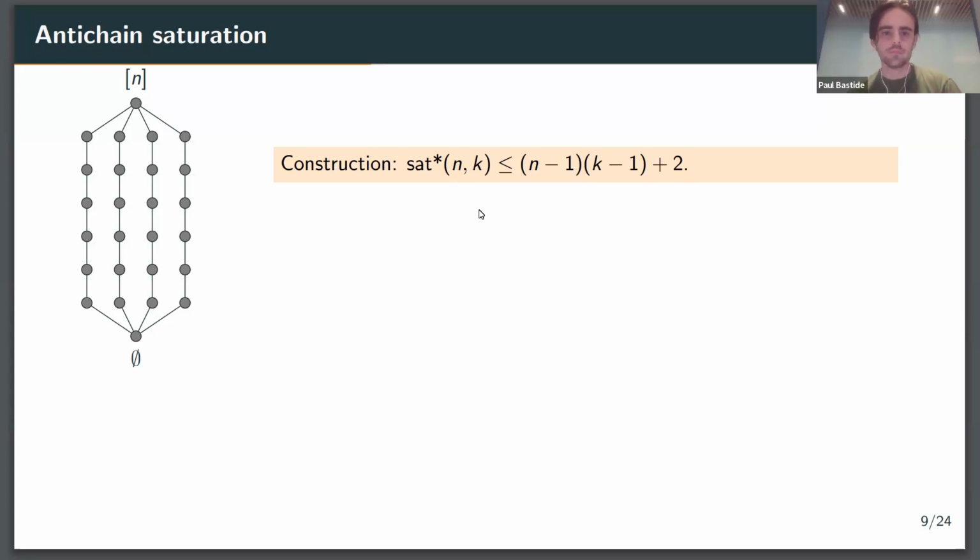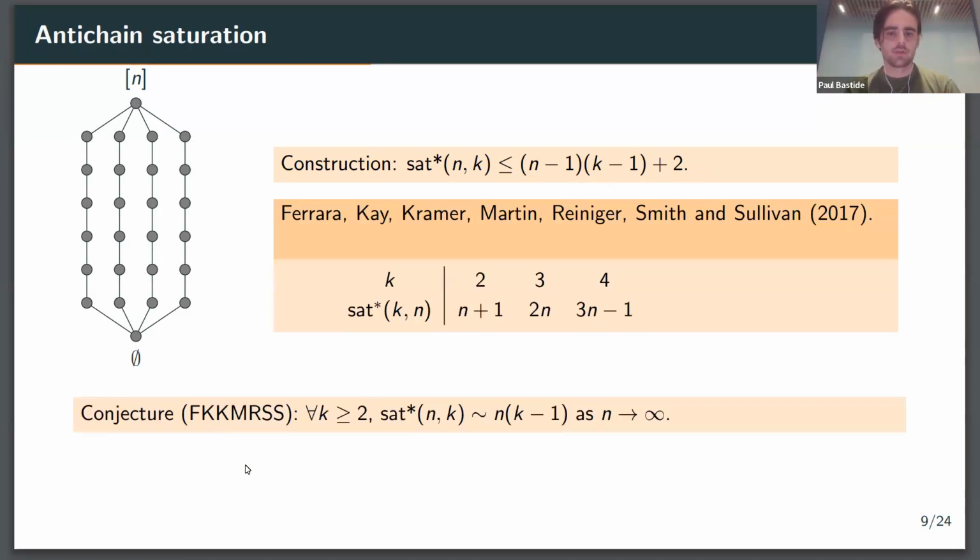So this gives the following bound. You have k minus 1 chains. They're all disjoint, and they're all containing every element on the layers that are not the top layer and the bottom layer. So you have this (n minus 1) times (k minus 1), and you have the plus 2 because you have both the top set and the empty set. Well, that's a very basic construction.